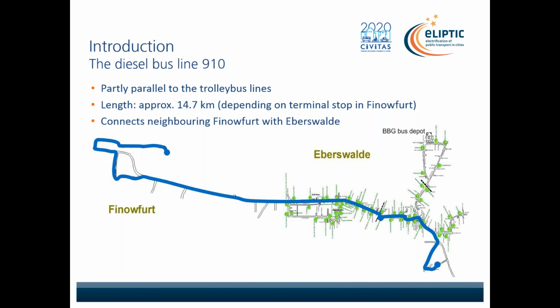It runs partly in parallel to the trolleybus lines, which prompted the idea to operate this diesel bus line with hybrid trolleybuses which are equipped with an energy storage. The length of the diesel bus line 910 is approximately 14.7 kilometers, which depends on the terminal stop in Finofort. And as mentioned before, it connects Finofort with Eberswalde.